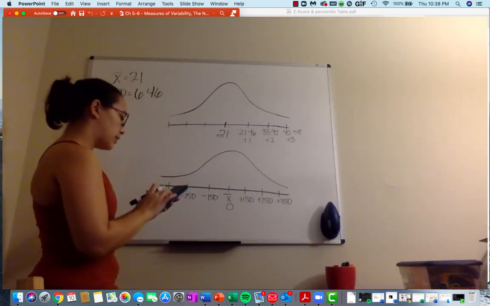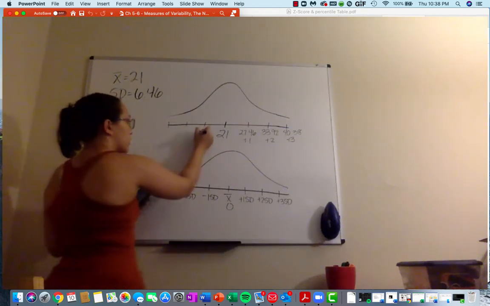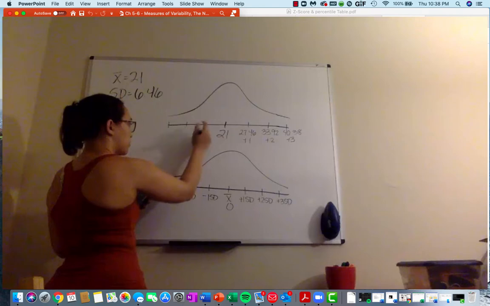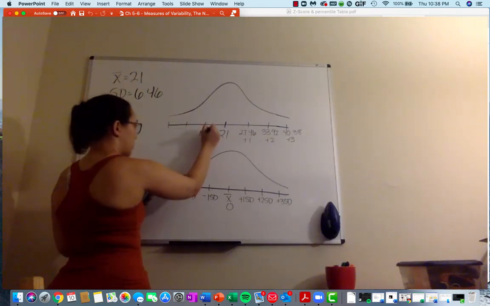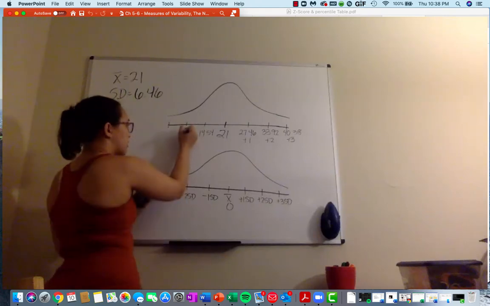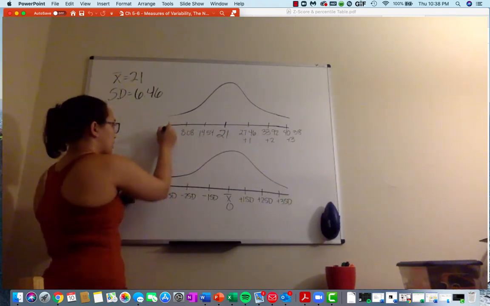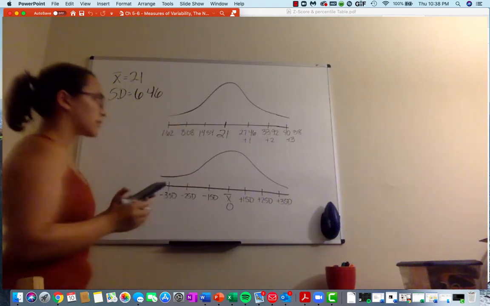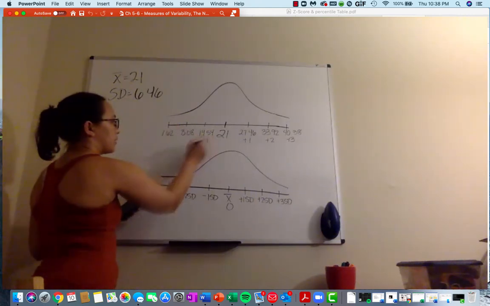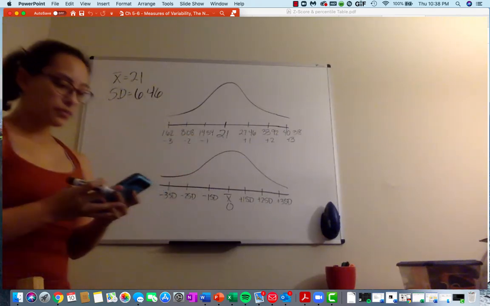If we start from the middle again and we just subtract 6.46, we'll get 14.54, minus another 6.46 will give us 8.08, minus another 6.46 will give us 1.62, okay? And these are equivalent with -1, -2, and -3.